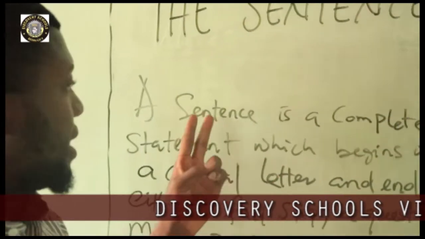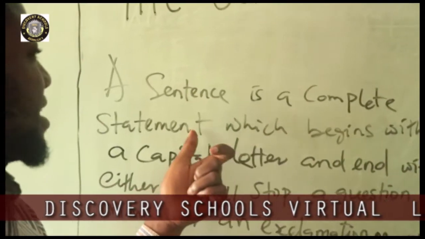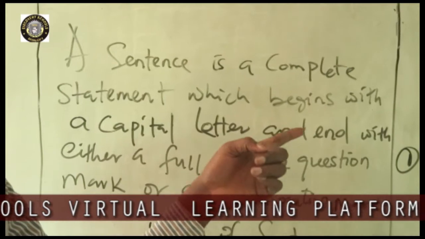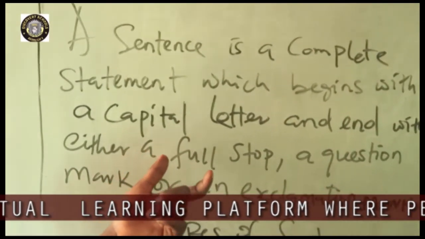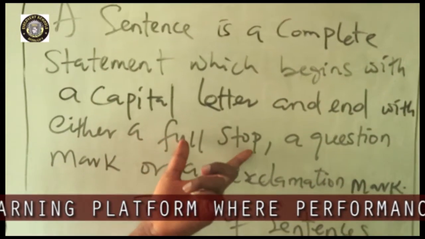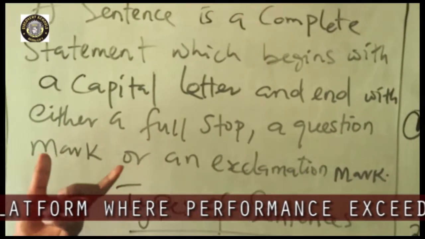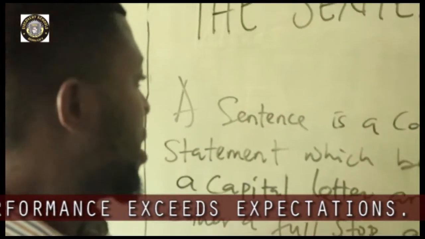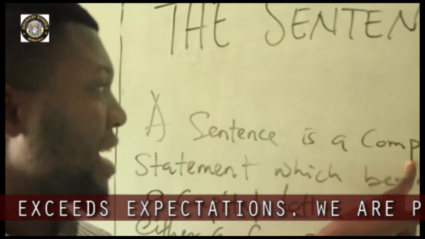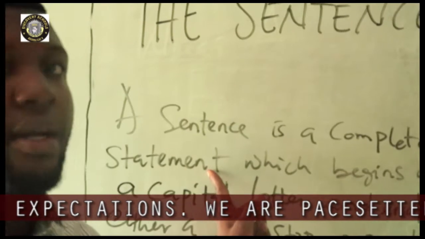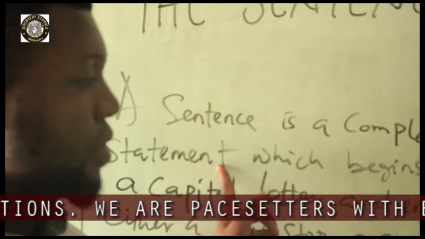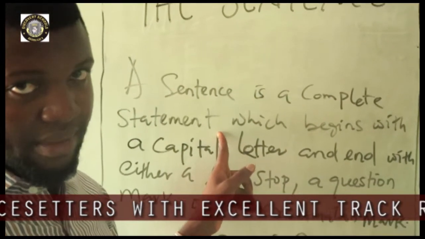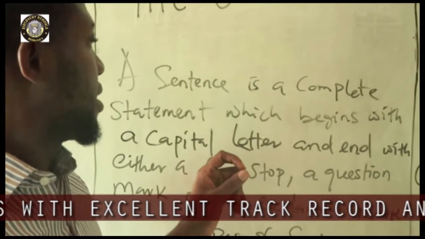Well, a sentence is a complete statement which begins with a capital letter and ends with either a full stop, a question mark, or an exclamation mark. First thing you need to know is that a sentence is a complete statement. It's different from a phrase. It's different from a clause. It's always a complete statement. Is that okay?